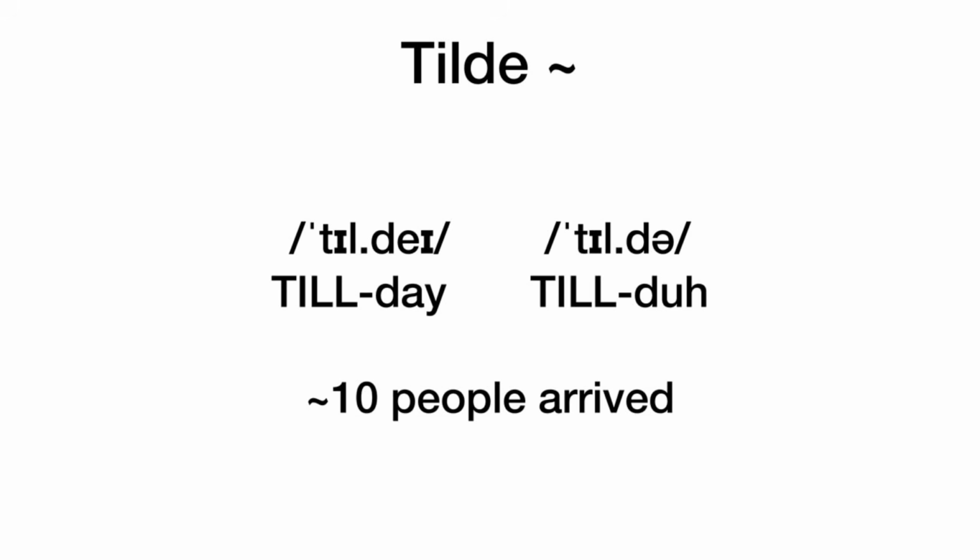All right, you have two options for this. I say a tilde. Some people say a tilde. For both of these, we are going to stress syllable number one. This is a great symbol to know. We'll see this oftentimes in a newspaper article, and that tilde sign means about or approximately. So you'll see that often.